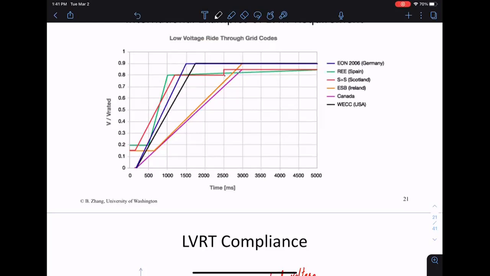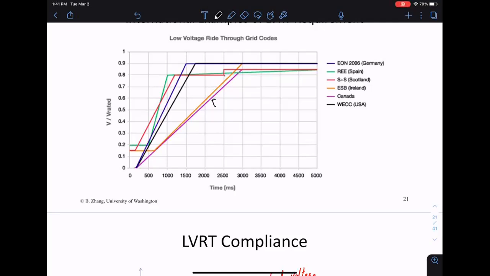So the way to read this curve is, for example, if you look at Canada, the purple line is Canada. This requires a lot from your wind turbine, because it takes a long time to rise to the steady state voltage, and so you can drop pretty low to 0.